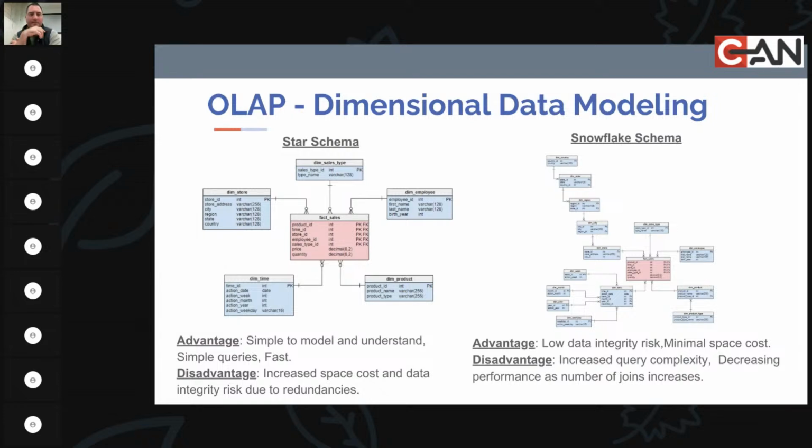Okay, so OLAP dimensional data modeling. There's not a wrong way or a right way to do this. I would definitely say the most common way is a star schema. The advantage of that is it's easy to follow and easy to understand. The queries are simple and it's pretty quick. The disadvantage is space cost, which I wouldn't be terribly concerned about because storage is fairly cheap. But what you watch out for is the integrity risk due to redundancies, like we talked about before.